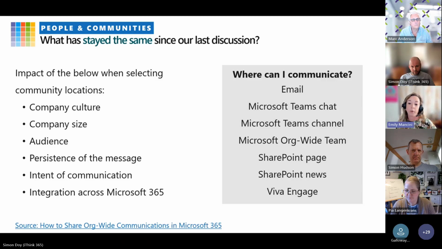When we're trying to decide where to build some of these, we're thinking a lot about where our conversations are happening. Depending on our company culture, size, audience, persistence of message, our intent of the communication, and our integration needs, we might pick different places for these communities. For example, we might have a Microsoft org-wide team to talk to the whole organization. We might have a smaller subset of parents groups in Viva Engage.